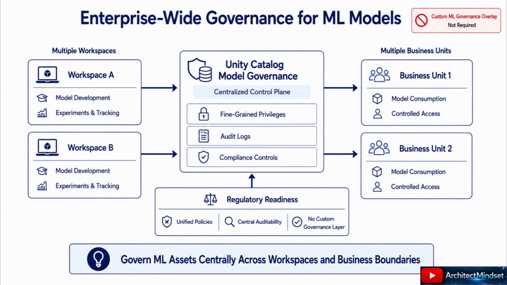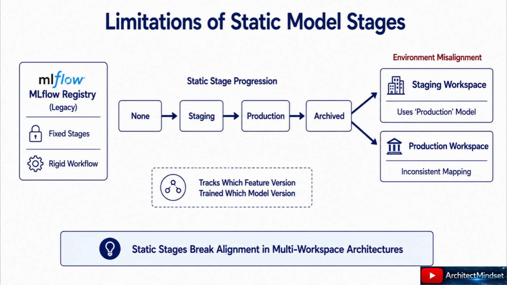The legacy MLflow registry forces you to use 4 static stages: none, staging, production, and archived. This caused structural issues for architects building multi-workspace deployment pipelines. Example, a staging workspace pointing to a model marked production.